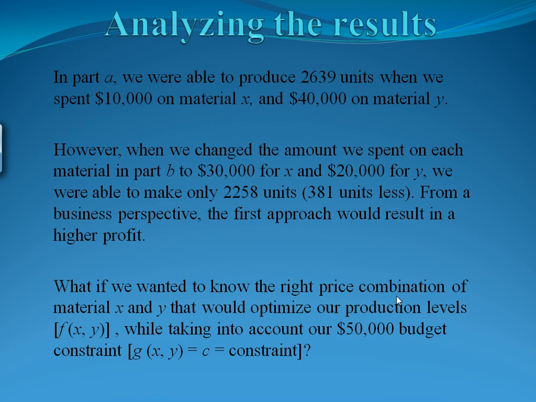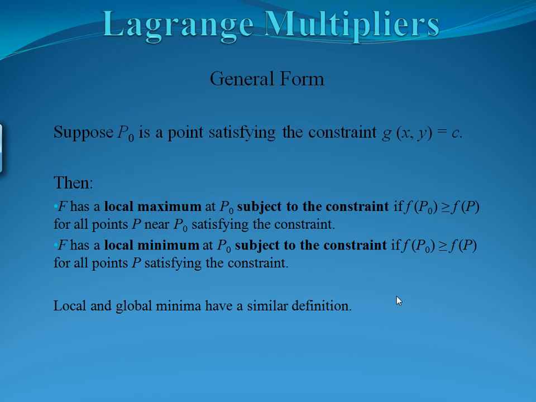So what if we wanted to know the right price combination of material X and Y that would optimize our production level while taking into account our budget? So we call that our constraint, and we represent this by the function g of xy equals c, our constraint. So this is where we get something called Lagrange multipliers.